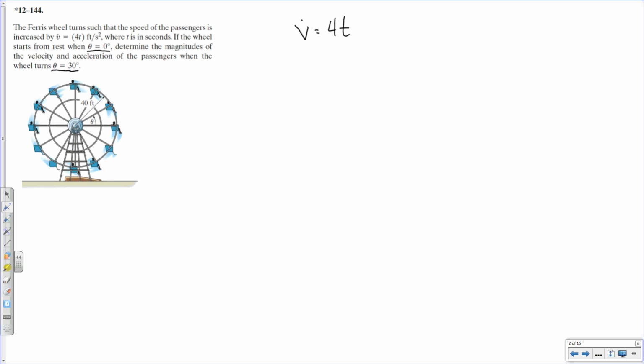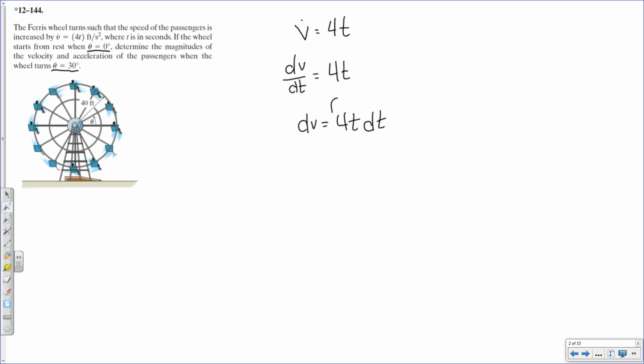Okay, but we have v dot in terms of time. So we have three variables, and we need to somehow bridge the gap between those three variables. Well, what would happen if I were to rewrite v dot in terms of dv and dt? dv/dt is equal to v dot, so this is just another fancy way of writing v dot. dv/dt is equal to 4t, bringing dt over to the other side.